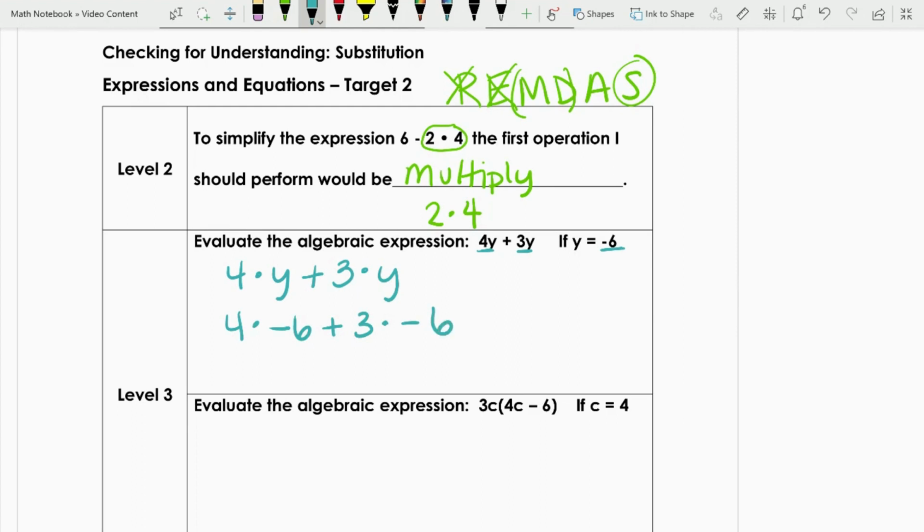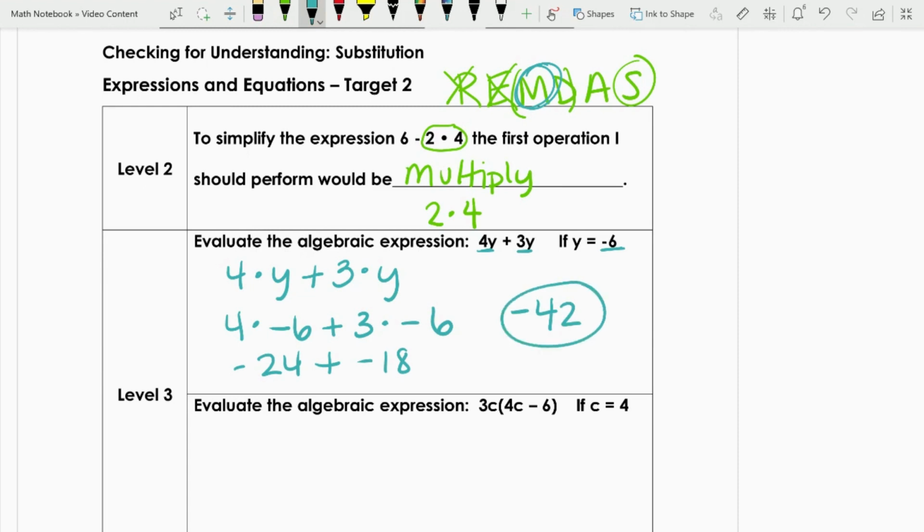So now, order of operations, which we just talked about up here, we need to multiply first before we add. So 4 times -6 is -24 plus 3 times -6, which is -18. So if I do -24 plus a -18, we should end up, first off, with a negative, and it should be -42.